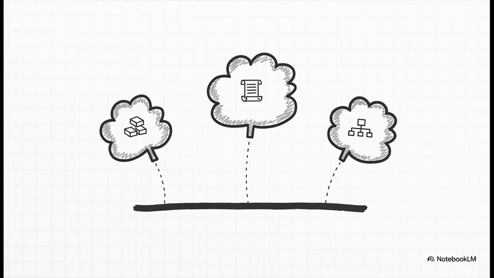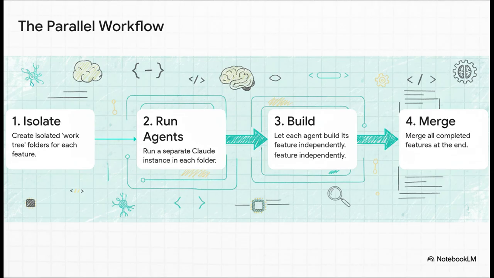Now, I know that might sound a little technical, but just imagine you have several copies of your project folders sitting on your desktop, and you can work on a different feature in each one without them messing each other up. That's basically what work trees let you do. So here's how the workflow breaks down.